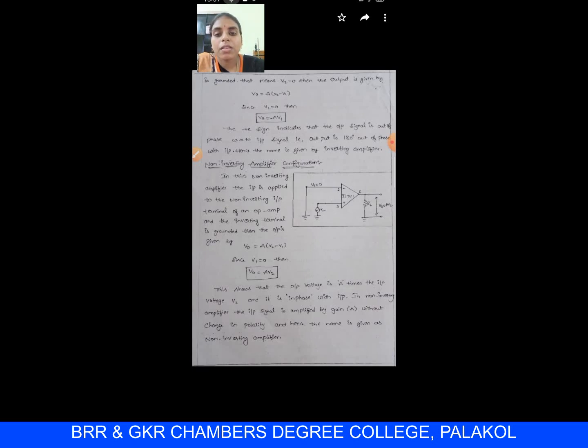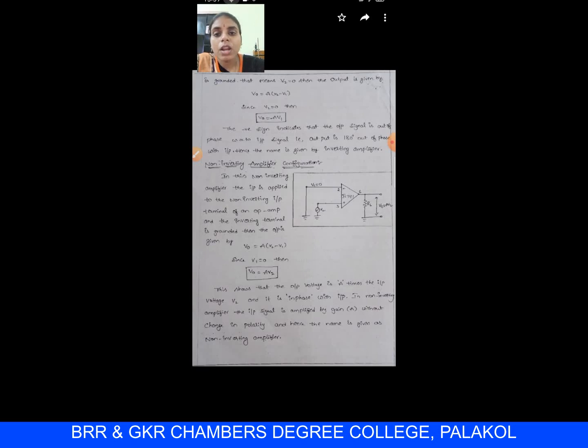Hence, the name is given as inverting amplifier. That means the input is given to the inverting terminal. The inverting terminal is marked as negative, which amplifies the input signal and produces the output out of phase, that means 180 degrees out of phase with the input signal. That's why this configuration is nothing but the inverting amplifier configuration.